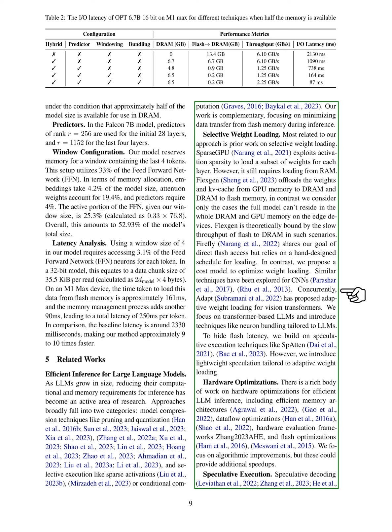We propose a cost model to optimize weight loading, and introduce techniques like neuron bundling tailored to LLMs. To hide flash latency, we build on speculative execution techniques. However, we introduce lightweight speculation tailored to adaptive weight loading. There is a rich body of work on hardware optimizations for efficient LLM inference, including efficient memory architectures, dataflow optimizations, hardware evaluation frameworks, and flash optimizations. We focus on algorithmic improvements, but these could provide additional speedups.